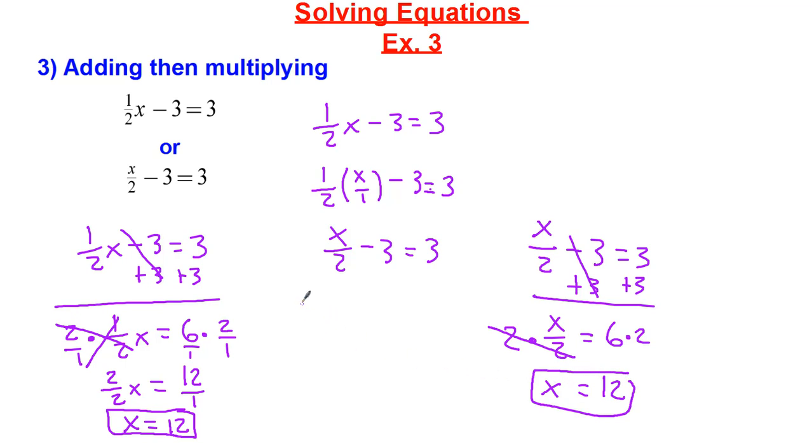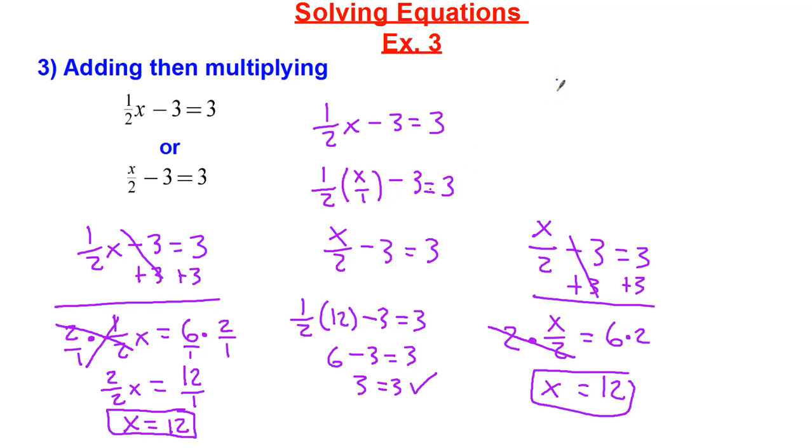Now, let's just go ahead and plug in just to make sure. So 1/2 of x, which is 12, minus 3 equals 3. Half of 12 is 6. So 6 minus 3 equals 3. So 3 is equal to 3. That's definitely correct. But let's try it the other way.